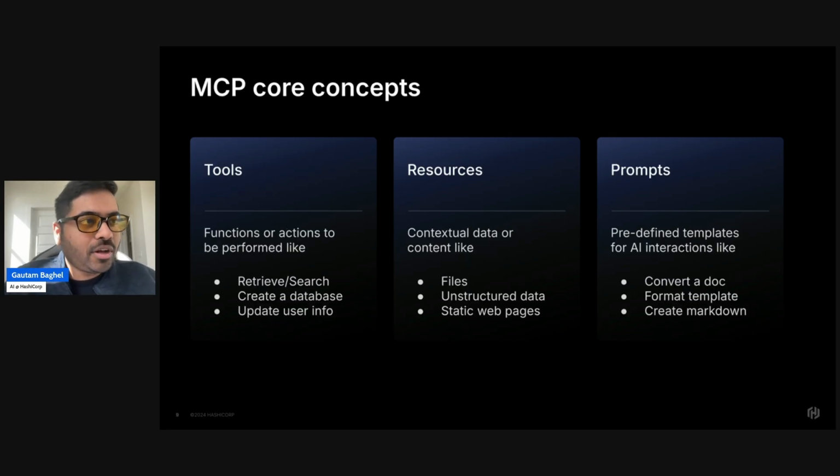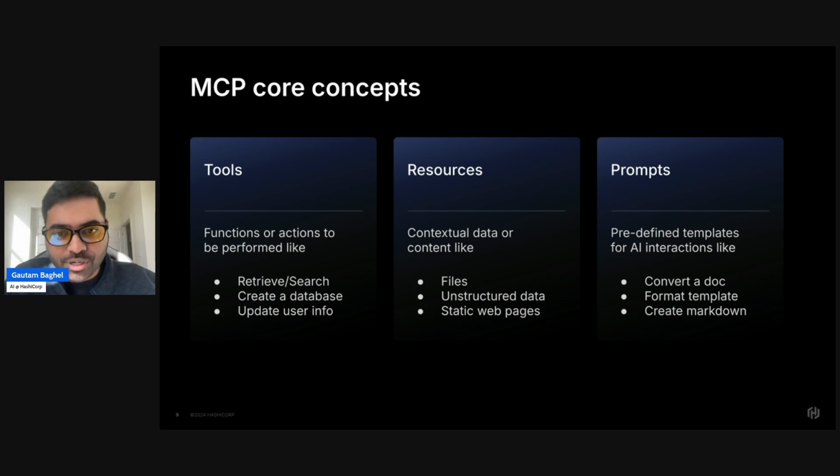There are three main concepts when it comes to MCP. There are other newer things coming up in the spec, but as far as I see, there are three main pillars: tools, resources, and prompts. A very simple way to understand tools is to think of them as more like a POST request, where you want to make changes in a system. It's a tool that's making some sort of CRUD operation. That could be retrieval search, create a database, update user info, those kinds of things.